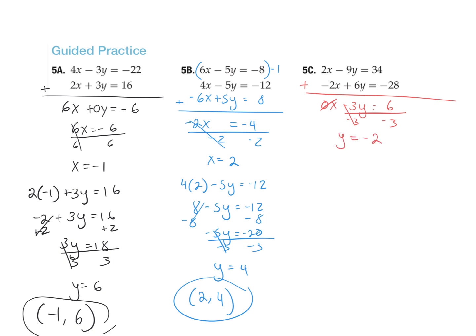I'm going to go ahead and plug it back in. So I'm just going to choose the top equation again. It doesn't matter which one you choose as long as you plug it into the original. So we get 2x plus 18 is equal to 34. We'll subtract 18 on both sides. And that's going to give us 2x is equal to 16. When we divide by 2, we get x is equal to 8. So our solution is (8, -2).